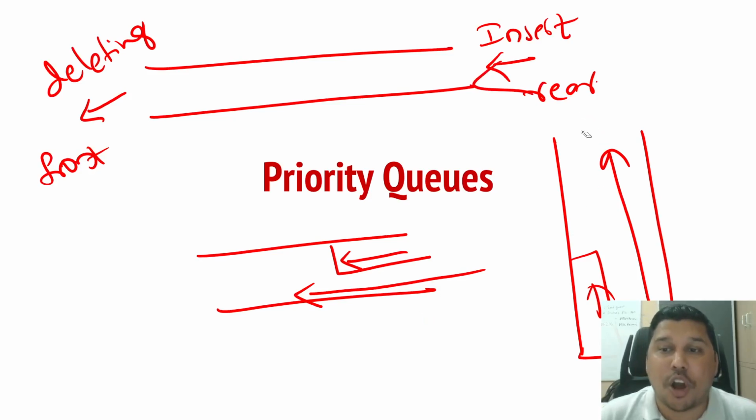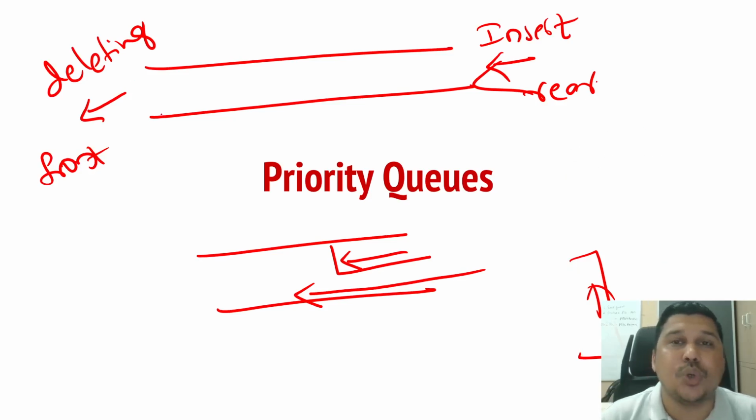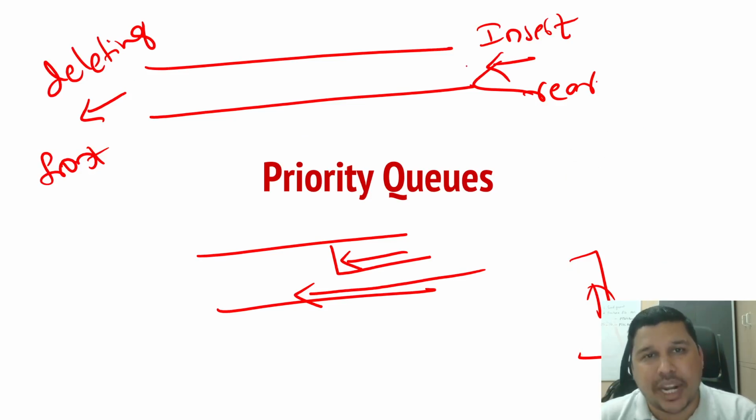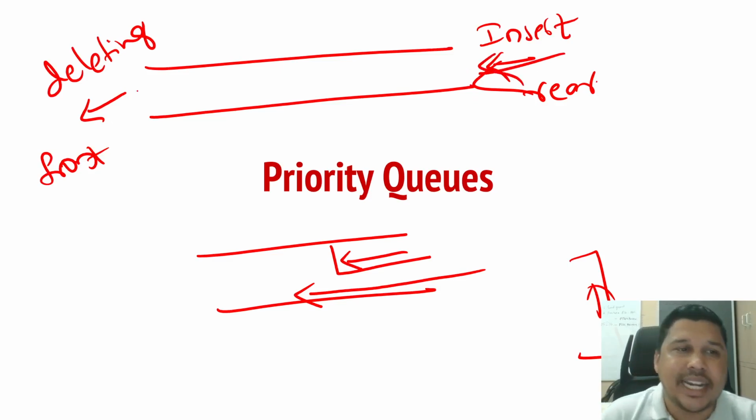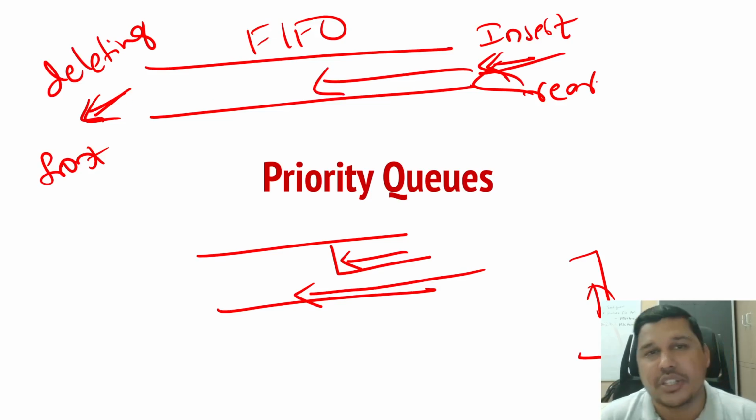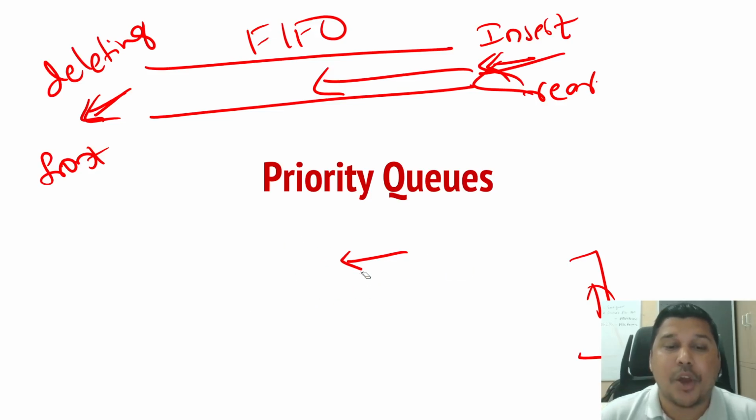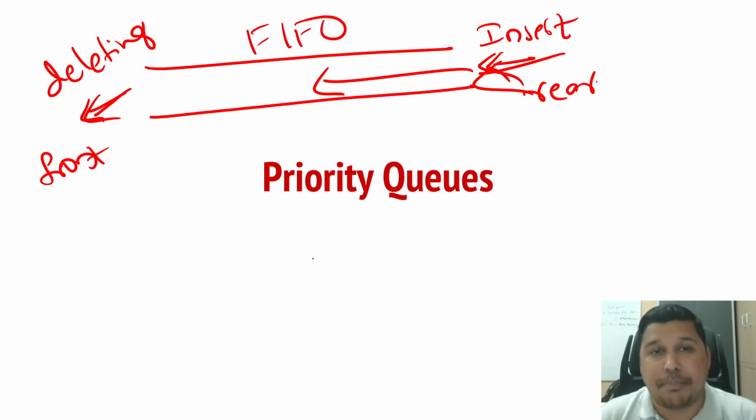So in a normal queue, you do not have any logic. Whichever element is coming, you insert it at the end, and you delete it from the front. It follows first in, first out. Whichever comes first is deleted first or sent out first. But that logic is not applicable in priority queues. In a priority queue, every element which is inserted, along with the number, will have some priority.